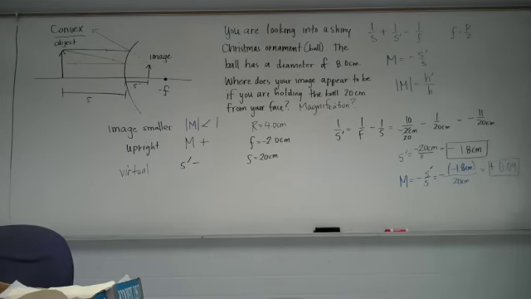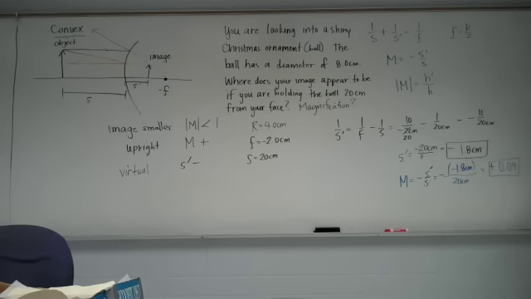Okay, this answer has two meanings. The positive sign in and of itself means your image is upright, like if you're sitting upwards with your head on top. The 0.09, since it's less than 1, means your image is smaller than the object. This means your image is 9% the size of your object. If your object was 1 meter tall, then your image is 0.09 meters tall.